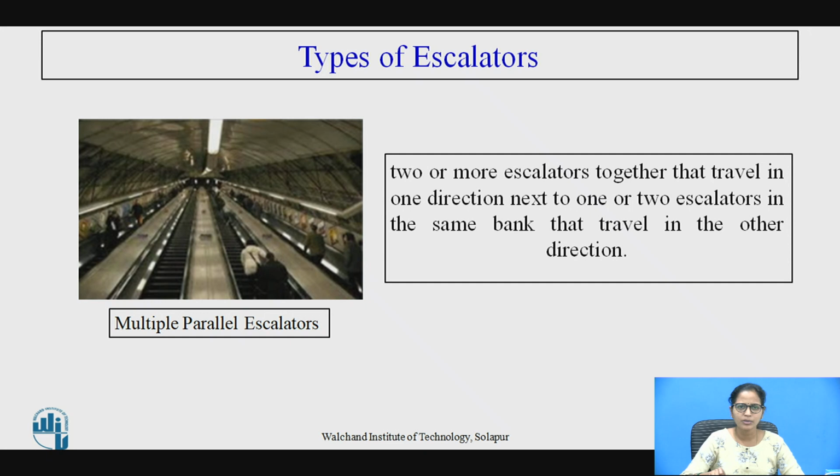So next is the multiple parallel escalators. Here, more than one or two escalators are provided side by side, and they travel in the same direction. Two or three escalators travel in the same direction, and parallel to them, other escalators travel in the other direction. So this is what the multiple parallel escalators are.